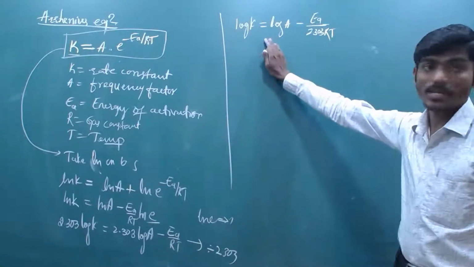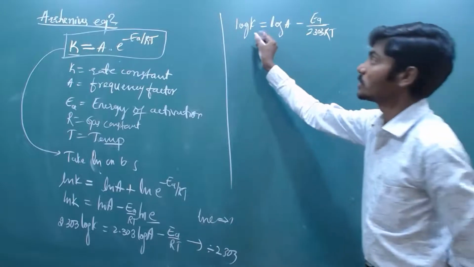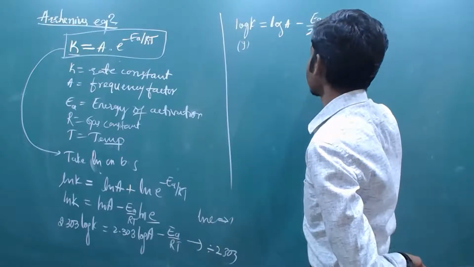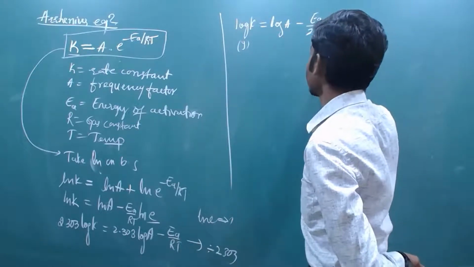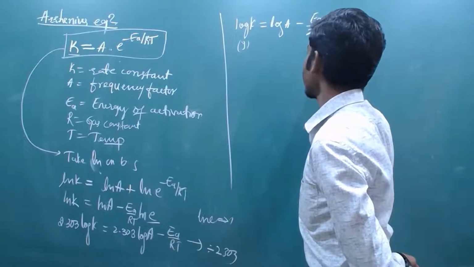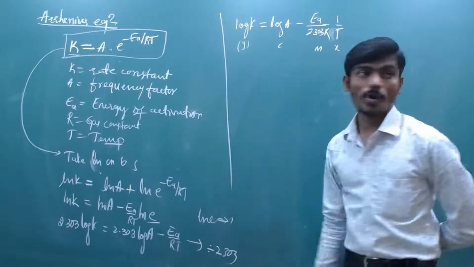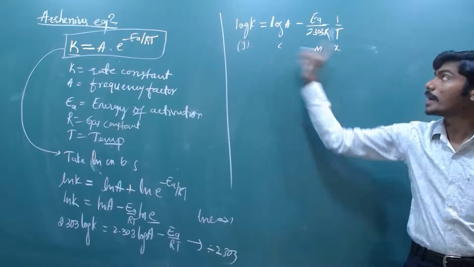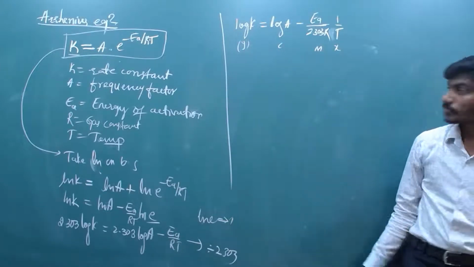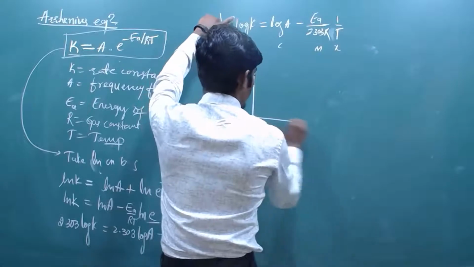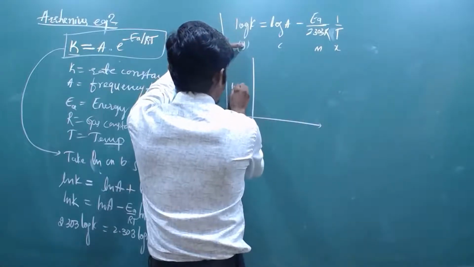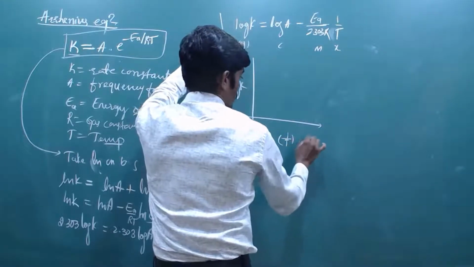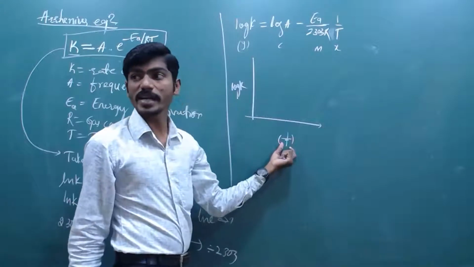Now this is in the form of y is equal to mx plus c. Look at this: variable y is log k, and 1 by T is x. So if we plot a graph of y versus x, that is log k versus 1 by T, we will get a straight line.